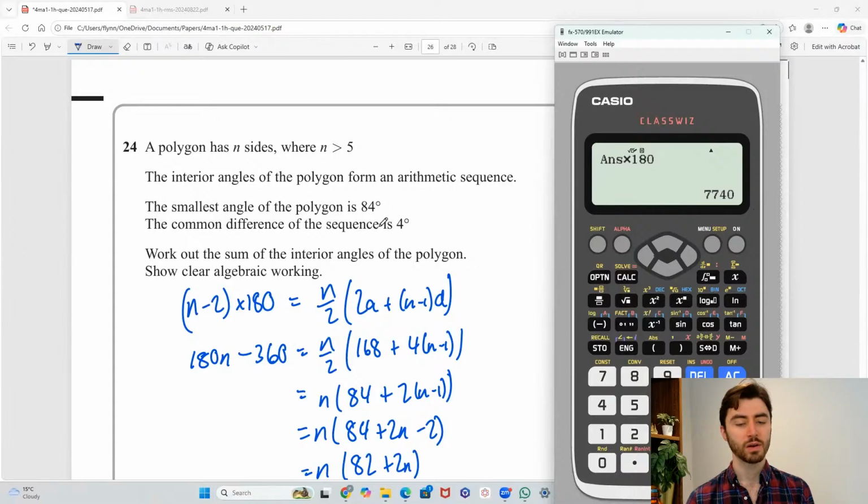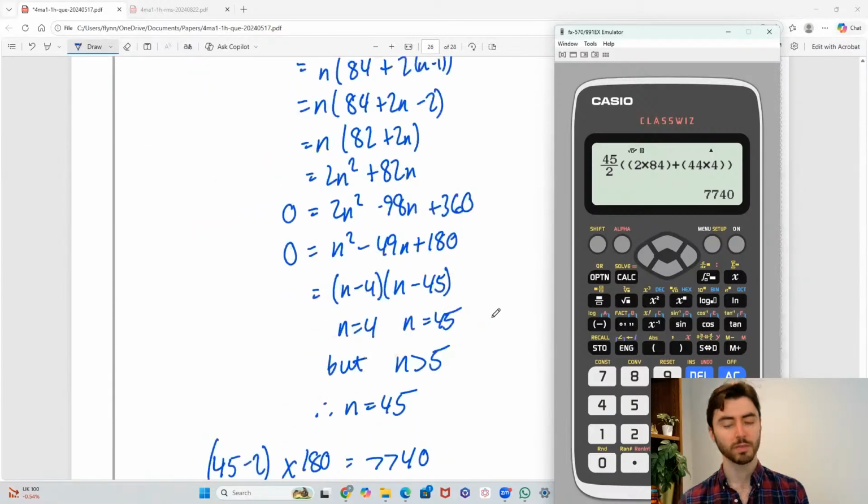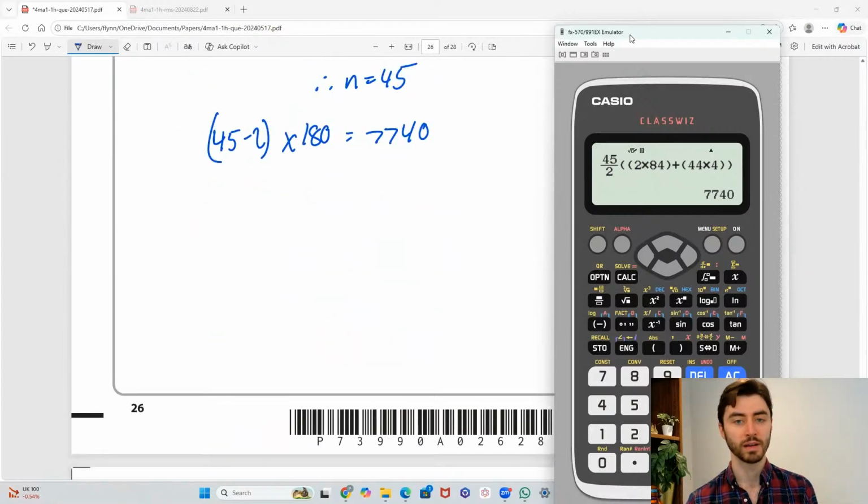Would the sum of the arithmetic series be 7,740? Well, it would be n over 2 into 2a plus n minus 1 d. And that also gets me my 7,740. So I feel good about that.